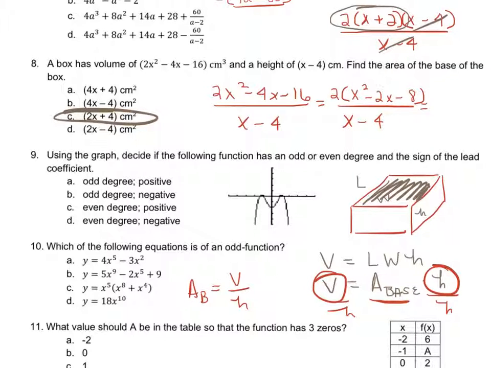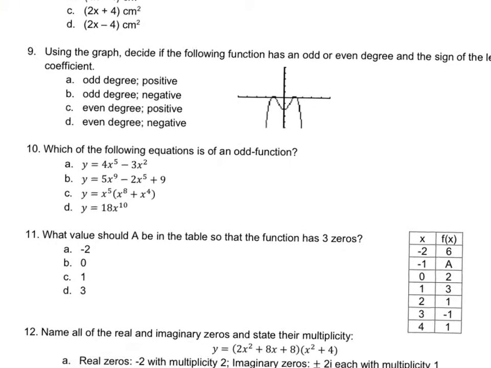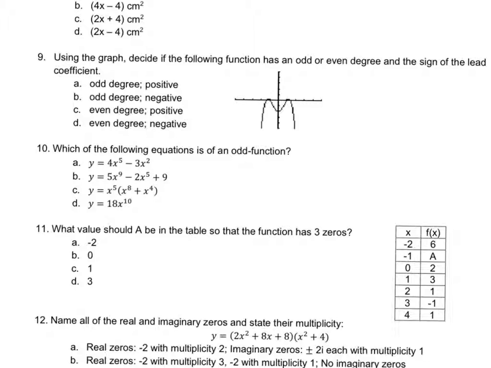Alright, let's continue on. Again, delete some of this stuff so we got a little more room. And number 9, you have to determine if this thing's odd or even. Remember, if the endpoints go the same direction, then it's going to be an even function. So we know it's even, either C or D. And then since they both go down, that indicates it's going to be a negative lead coefficient.